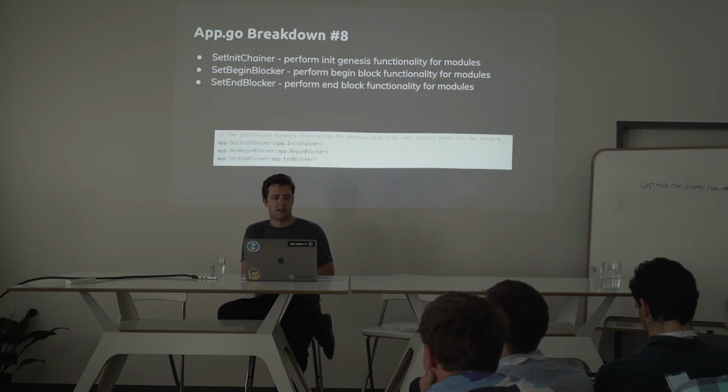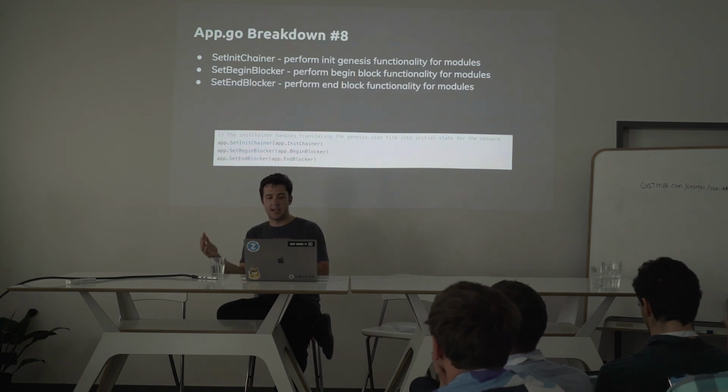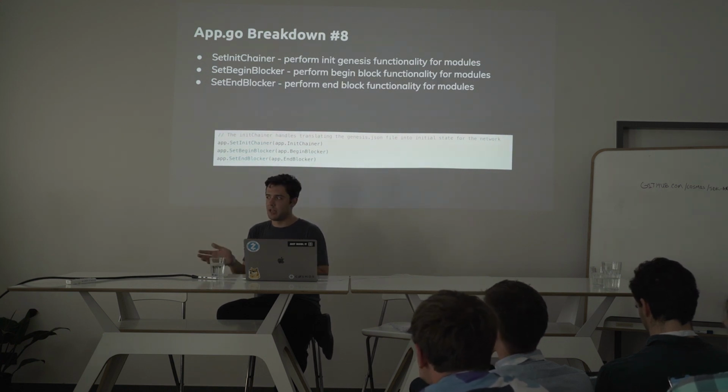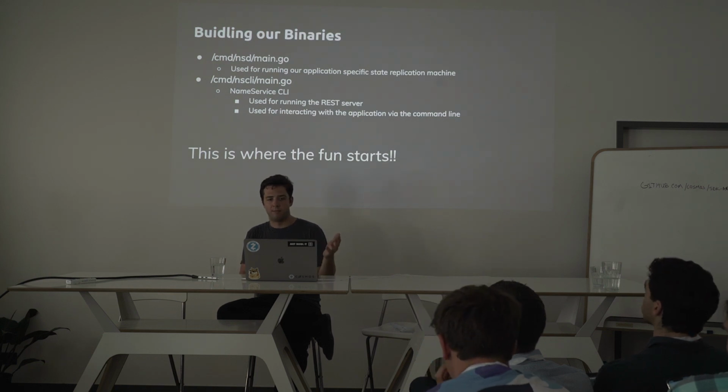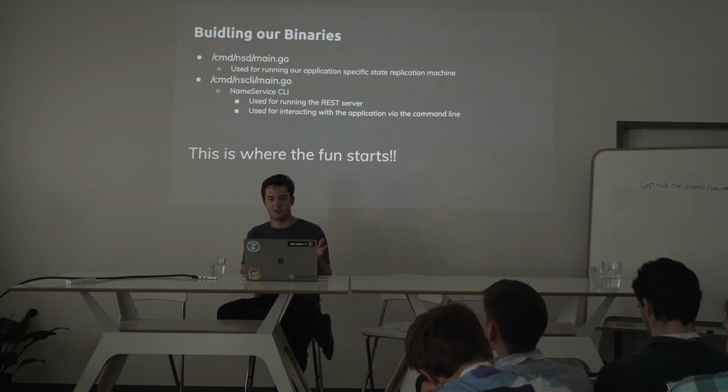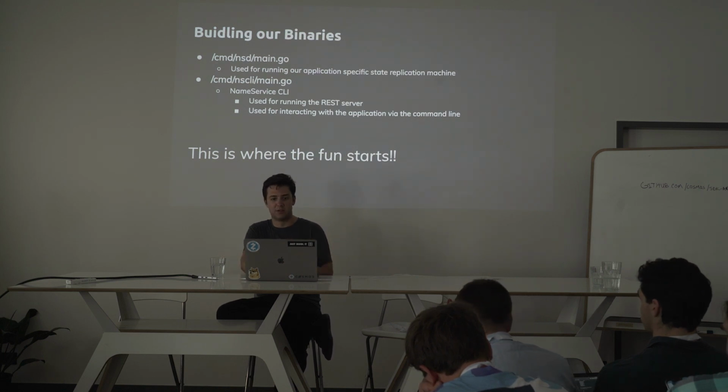Setting the init chainer, this is setting the way that we're bringing the Genesis data into state. And if you look at the application, you'll see that in the init chainer. It is pretty basic. And then begin blocker and end blocker. Finally, we'll build our binaries. If you take a peek in those files, they're relatively simple and pretty boilerplate as well. So pretty much the only non-boilerplate code you're going to end up writing is your handlers and your queriers.